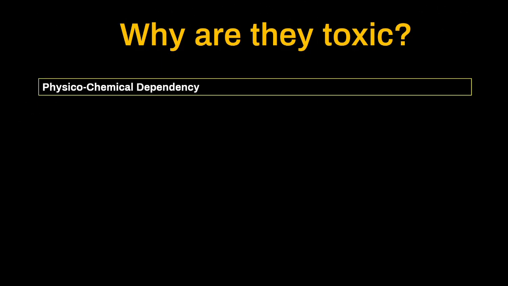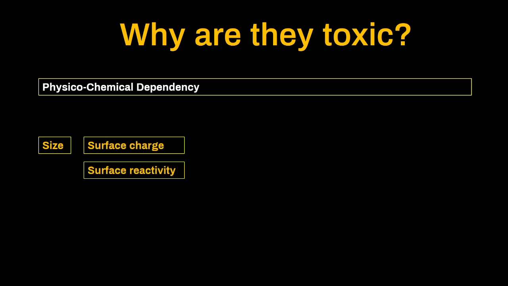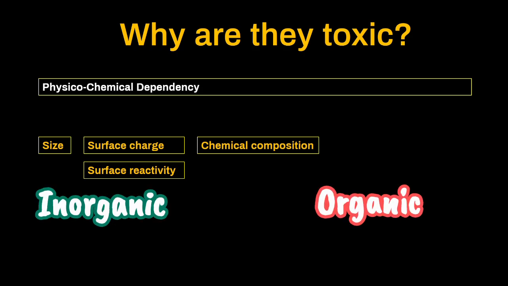Now, to understand why nanoparticle is toxic, we need to understand the intrinsic properties and physicochemical properties of the nanoparticles that give this toxic attribute to the system. The first thing is, as we know, the size. The smaller the size, the more penetrating it can be, the more invasive it can be. And the surface charge and surface reactivity as well, we have seen about this for a very long time. And the chemical composition. The chemical composition of the nanoparticle can be either inorganic or organic.